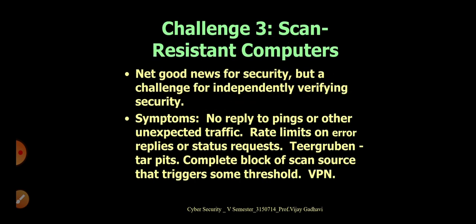Then challenge 3, scan resistance computers. Now, that is good news for security, but a challenge for independently verifying security. How to verify security independently? There is no reply to pings or other unexpected traffic, rate limits on error replies or status requests, and tarpits are a research topic on these symptoms. There is a complete block of scan source that triggers some threshold values, or a virtual private network, that is called a VPN.